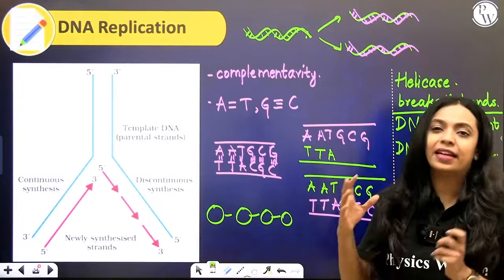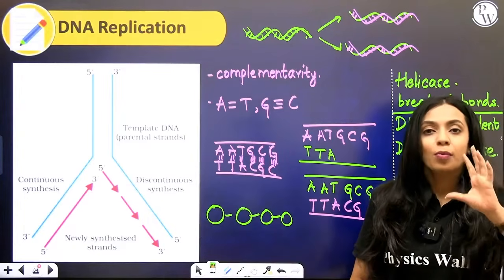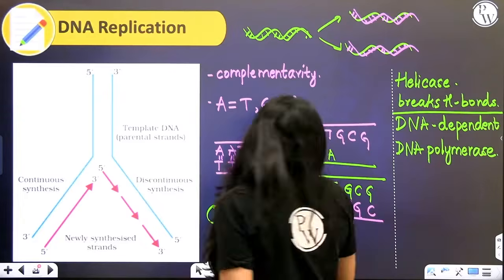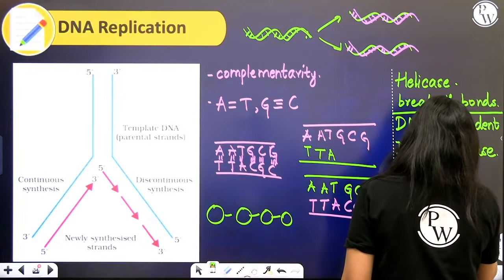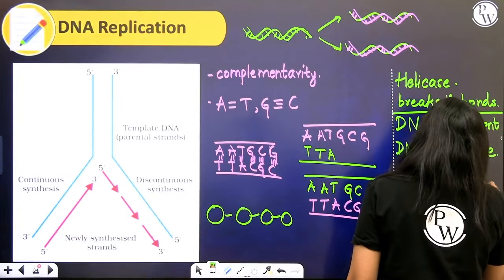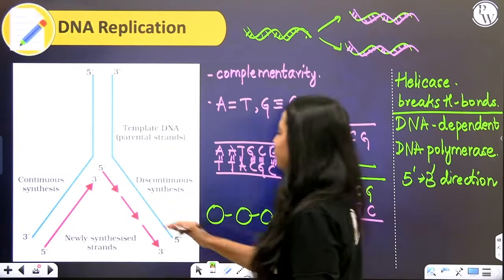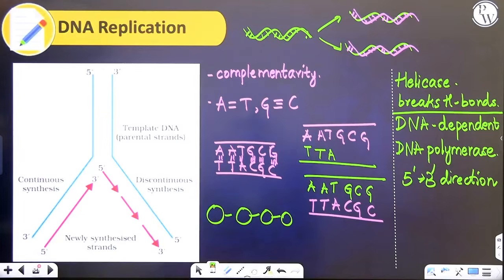So this DNA dependent DNA polymerase works only in the 5' to 3' direction. It can add new nucleotides only in the 5' to 3' direction. But in the parent DNA molecule, you have two template strands, one which runs from 3' to 5' and the other which runs from 5' to 3'. That is because DNA is anti-parallel, right?